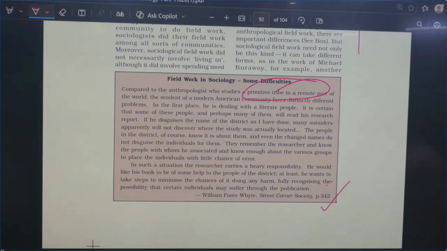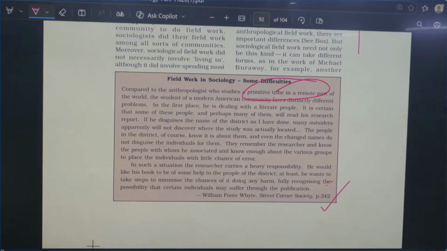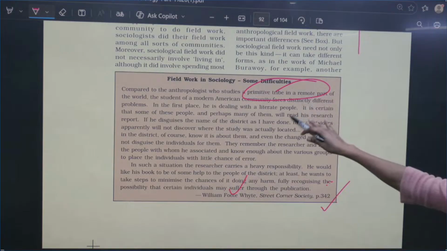In the first place, he is dealing with literate people. It is certain that some of these people, and perhaps many of them, will read his research. If he disguises the name of the district that he has studied, many outsiders apparently will not discover where the study was actually located. The people in the district, of course, will know about it. In such a situation, the researcher carries a heavy responsibility. He would like his book to be some help to the people of the district. At least he wants to take steps to minimize the chances of doing any harm, fully recognizing the possibility of certain individuals being affected. So इसको जरूर कर लेना.